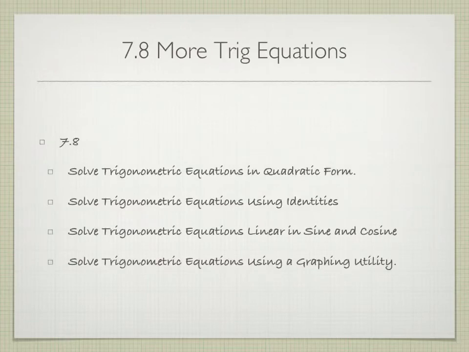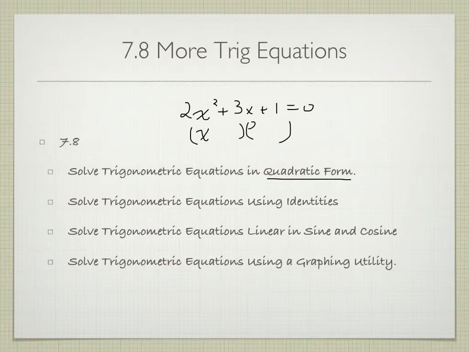So 7.8, more trig equations. We're going to look at trig equations that are quadratic in form. You'll be seeing something that looks like a quadratic: 2x squared plus 3x plus 1, and we'll set it equal to 0. We can solve this by factoring, right? We can solve this by factoring and then setting x equal to whatever. We're going to be solving trig equations that look like this, except instead of x, we'll have different trig functions.